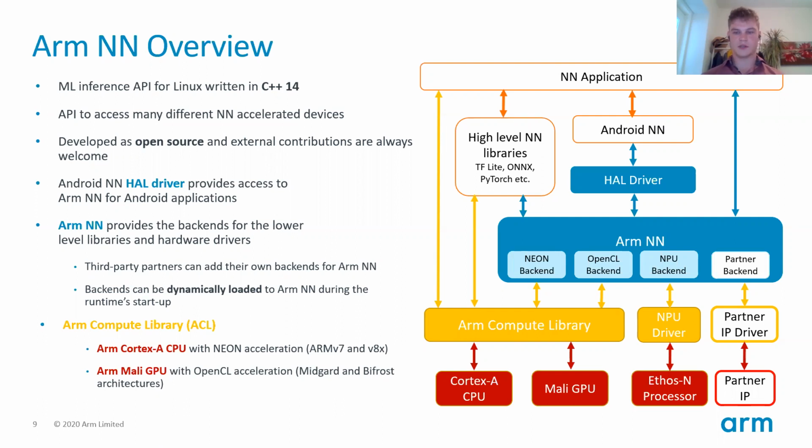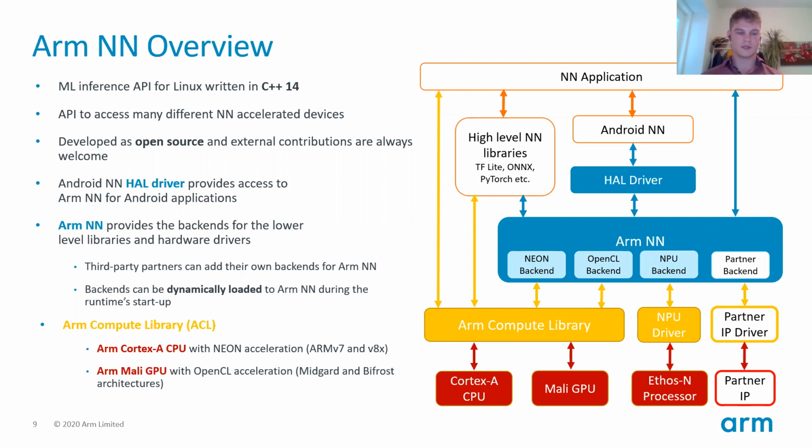On the diagram on the right, we can see ARM-N and the HAL driver, which are the main components of ARM-N, highlighted in blue. The HAL driver provides access to ARM-N for Android applications. And ARM-N then provides the backends for the lower level libraries and hardware drivers. So you can see in blue, we have the Neon backend and OpenCL backend, and that interacts with the ARM compute library, which has the optimized functions for executing ML workloads on Cortex-A CPUs and Mali GPUs. And we also have an NPU backend, which interacts with the NPU driver, and that's our pathway for accelerated ML workloads on our Ethos-N NPU processors.